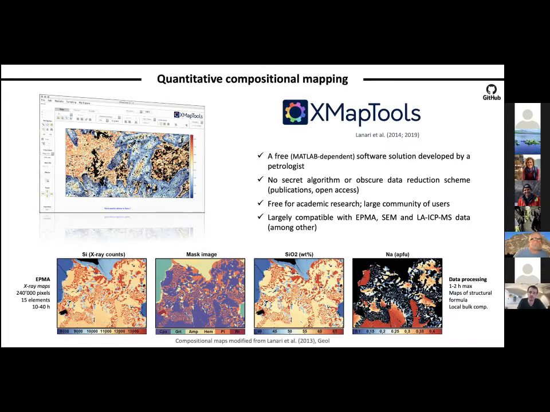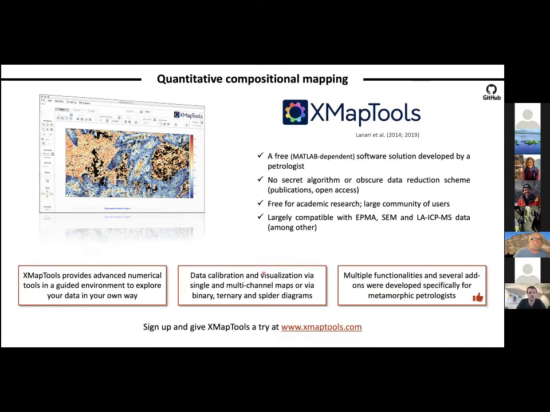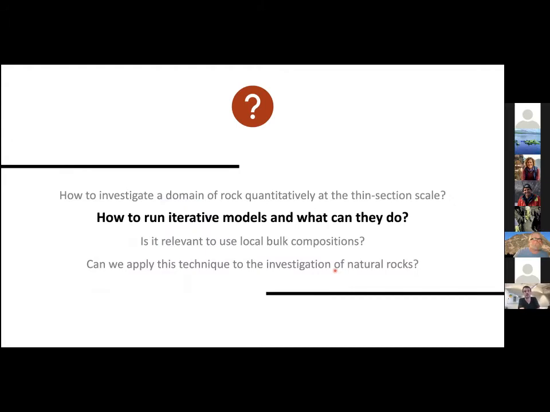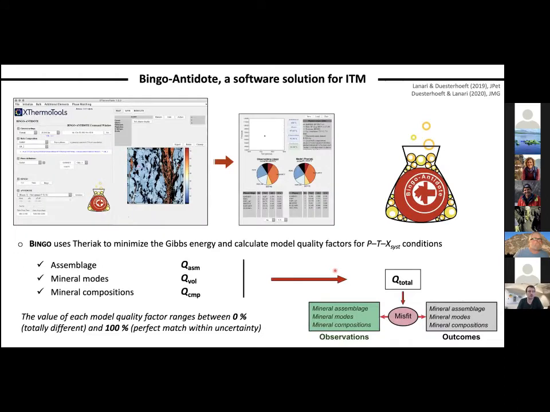This is the knowledge of how we measure the compositional variability of the mineral phases. Mike was discussing the paper of Kohn and Spear. XMapTools can do a bit more than that. There are many tools inside, and visualization tools. And one of the recent functionalities that we added to the software was to give some tools for modeling, and especially one tool to run those iterative thermodynamic models. The program is called Bingo-Antidote. It has two parts, Bingo and Antidote. It's integrated into XMapTools, and it can handle compositional maps.